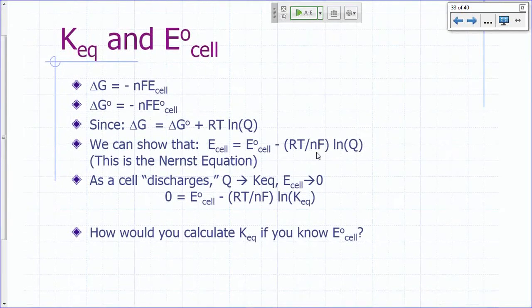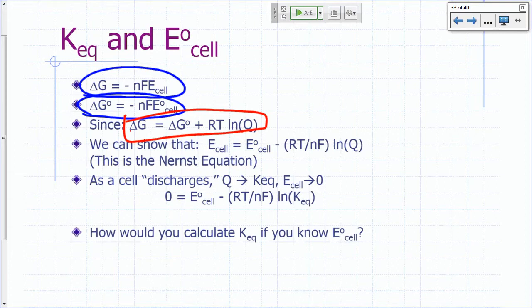The relationship between KEQ and the standard cell potential? Well, if delta G is equal to negative NF times the cell potential, then delta G naught, the standard Gibbs energy for a reaction, would be equal to negative N times F times the standard cell potential. Now, if you remember from our discussion of the second and third law, delta G is equal to delta G naught plus RT ln Q. That's why your cell potential depends on your Q.